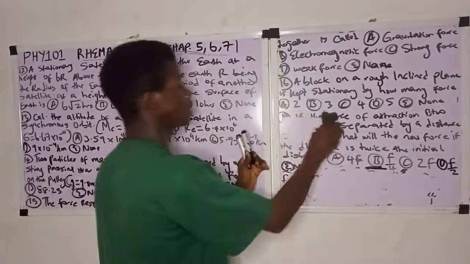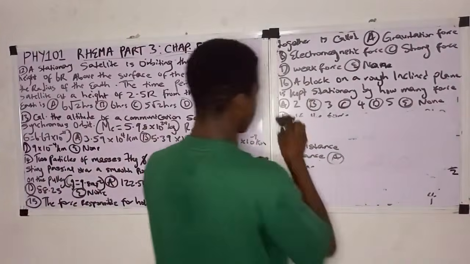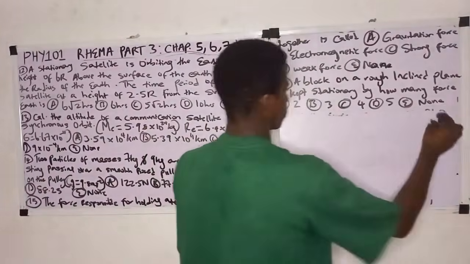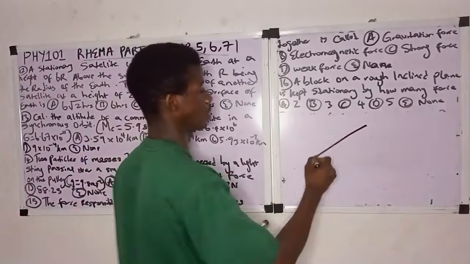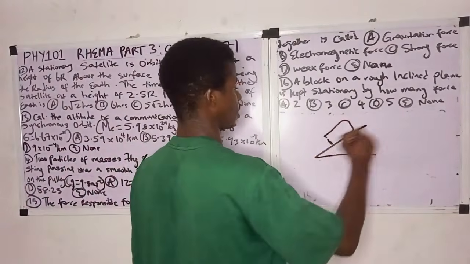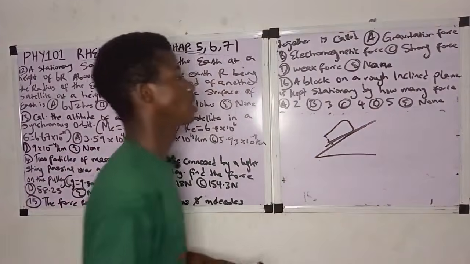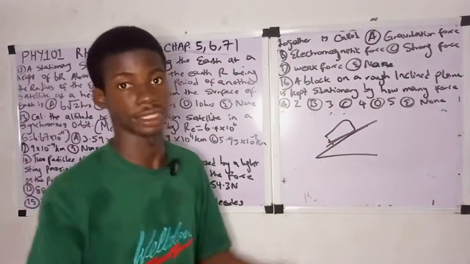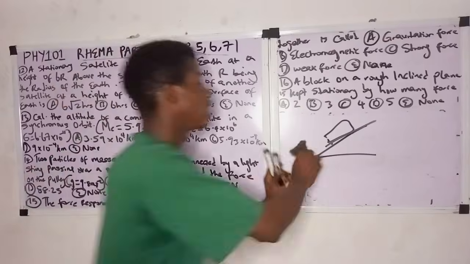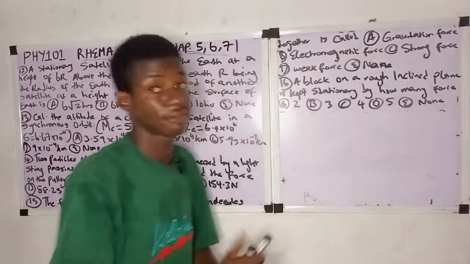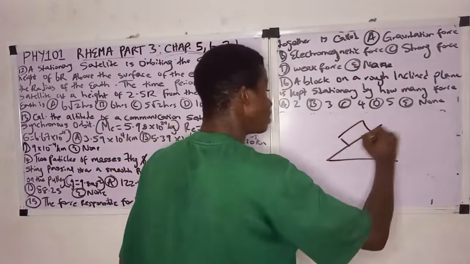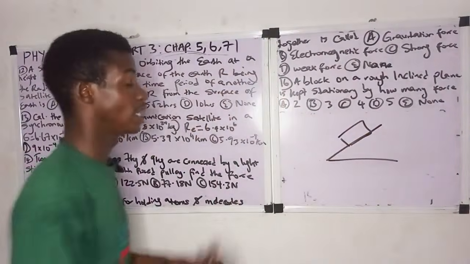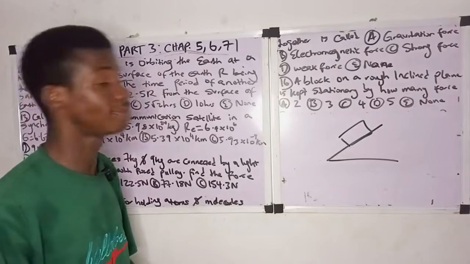Now let's go to question 16. A block on an inclined plane is kept stationary by how many forces? I've explained this in our previous class under friction. Let's say this is a block on an inclined plane. A block on an inclined plane is acted upon by 3 forces.